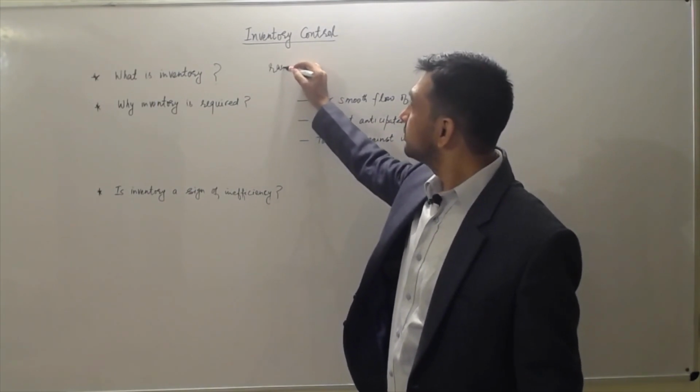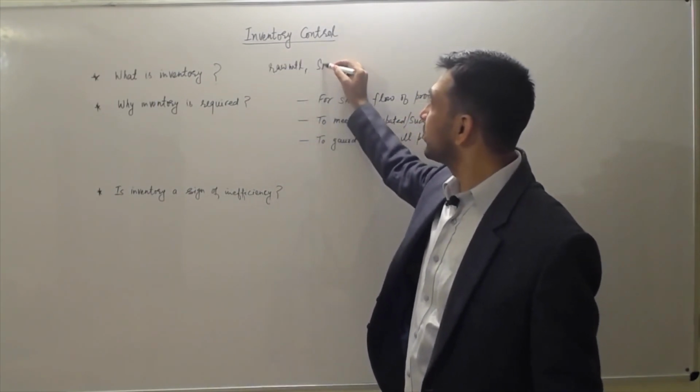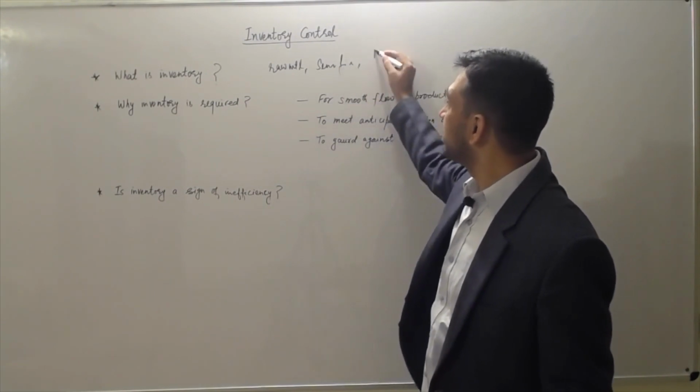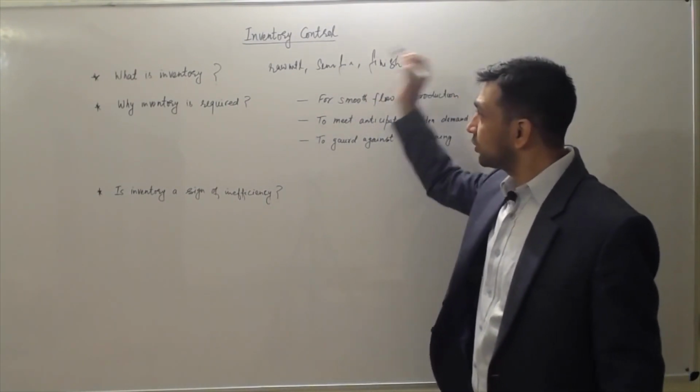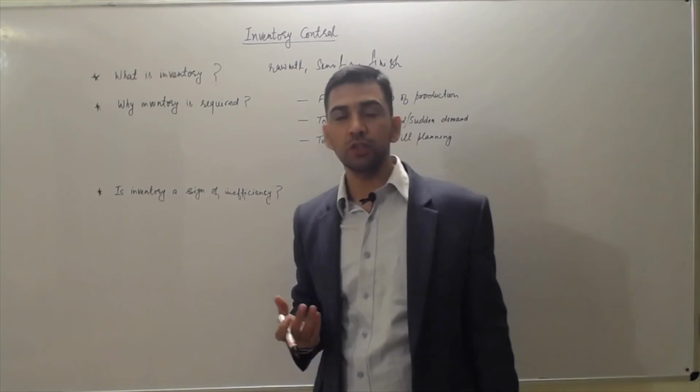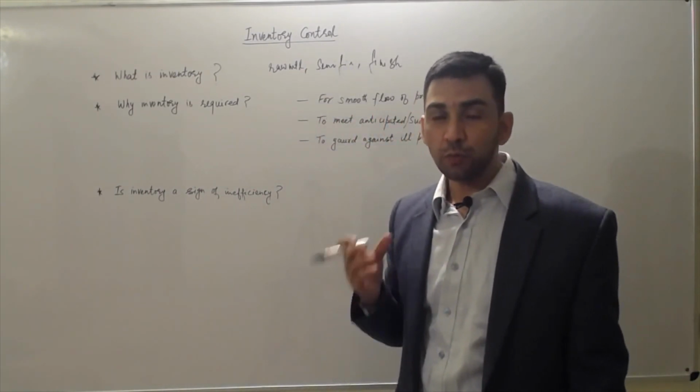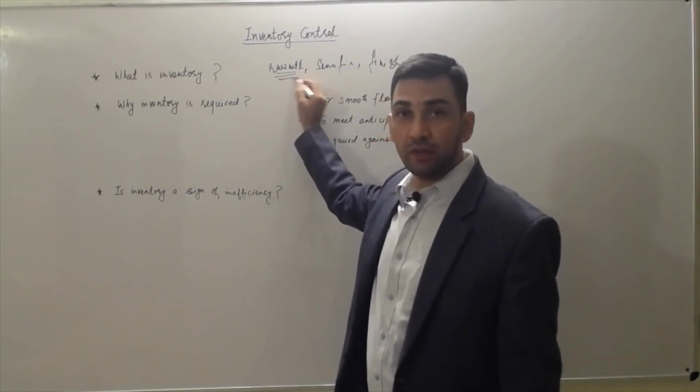Now, when we say from the industrial point of view, inventory is basically, it could be either raw material, or it could be semi-finished product, or it could be finished product also. For example, when I have to produce a particular part, to produce that part, I need raw material, right?